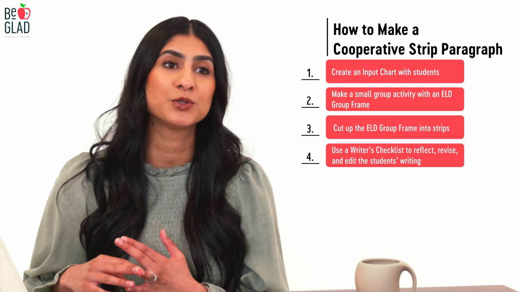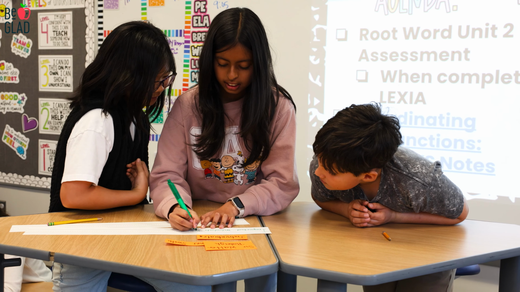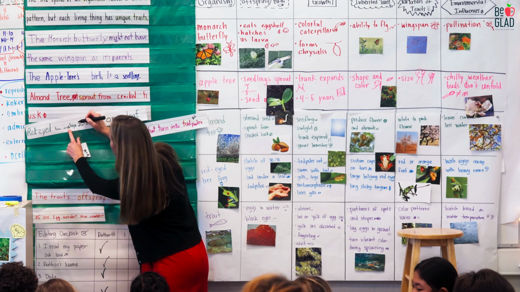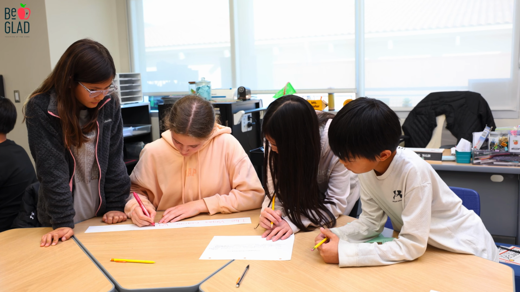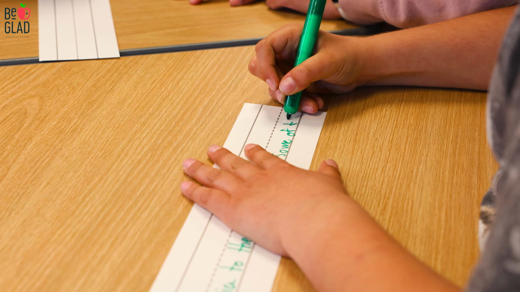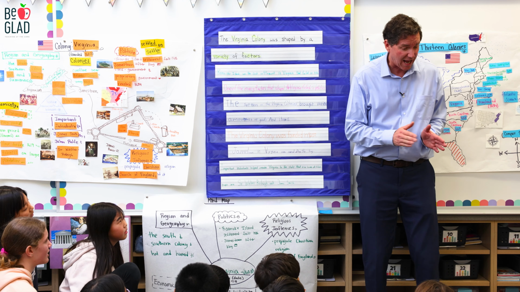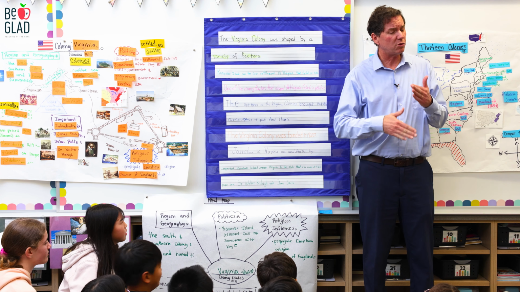And lastly, you'll go through and you'll do the editing phase. Editing would be things like fixing spelling, adding in punctuation, making sure that you have your margins, all of those pieces. You'll want to split this up into several different lessons, and by the end, you'll have a finalized cooperative strip paragraph for your students.